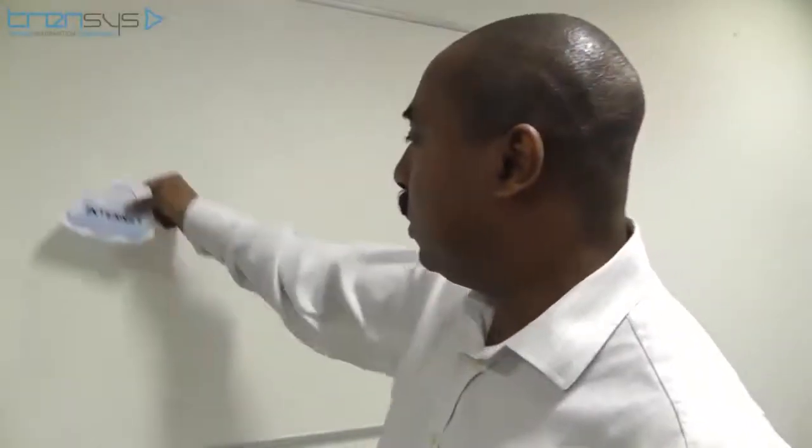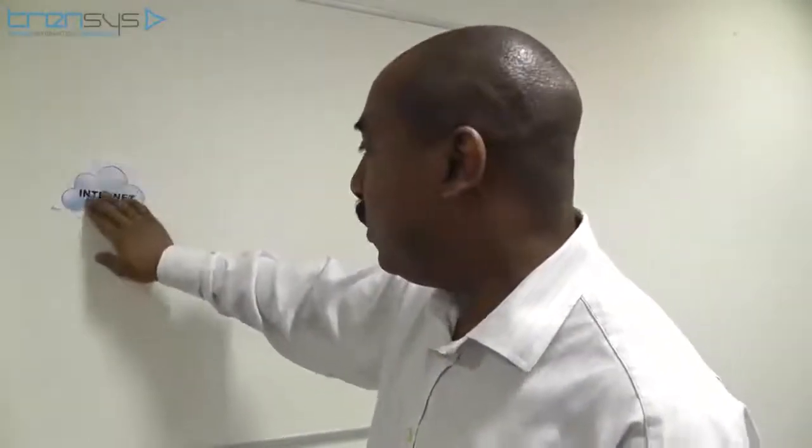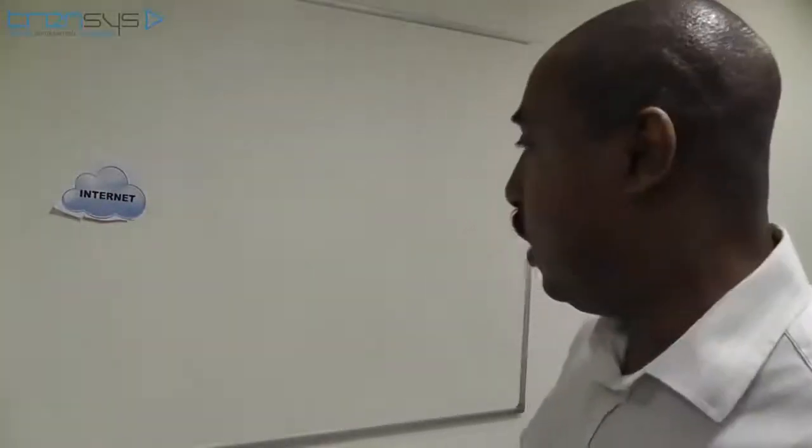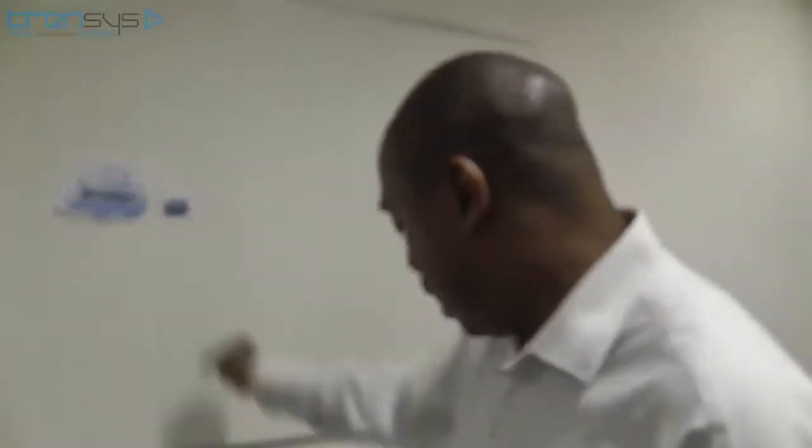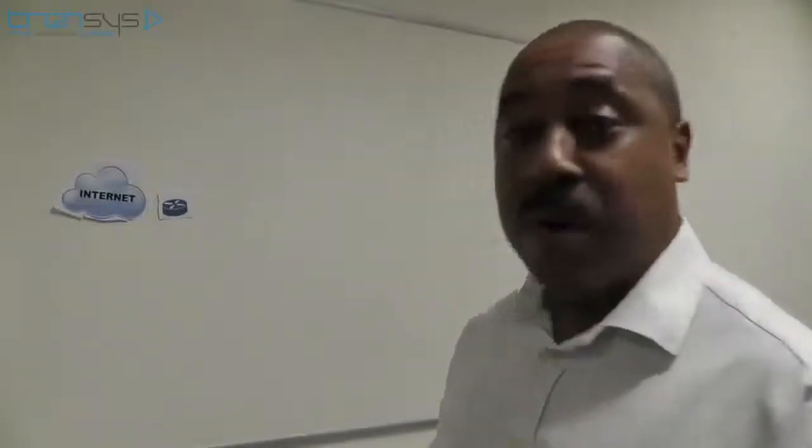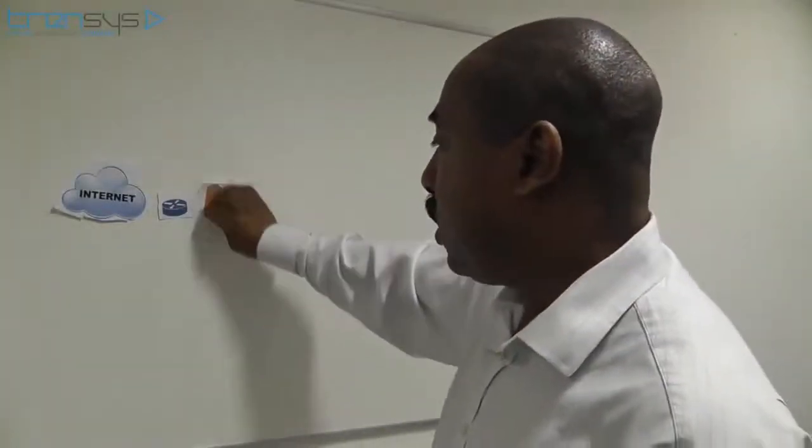So let's imagine we've started up a new company. Most services now actually depend on the internet. So the first thing we need is an internet connection. So there's my internet connection. Okay. We also need a router from our service provider. So there's our router. And we then need to buy a firewall. So there's our firewall.